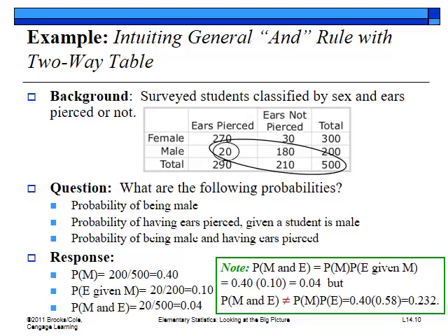Notice that the probability of being a male and having ears pierced is computed as the probability of being male times the probability of having ears pierced given that the student is male, which is 0.04. But the probability of being male and having ears pierced is not the same as the probability of being male times the probability of having ears pierced. That multiplication rule depends on the events being independent. Since these events are dependent, we get a different number.